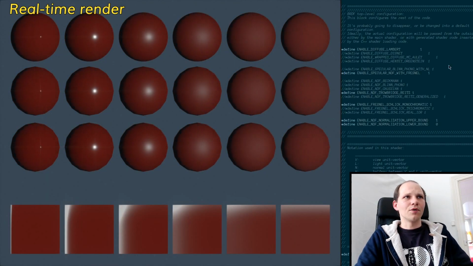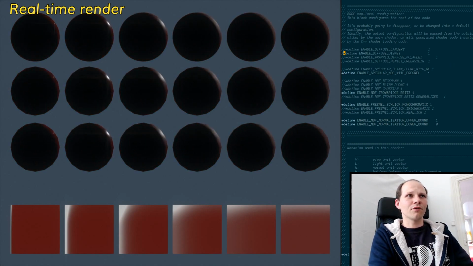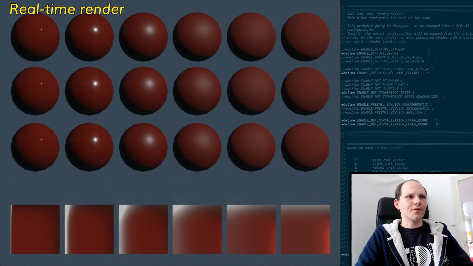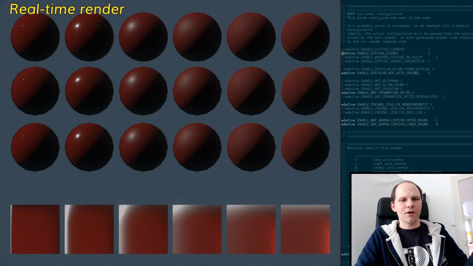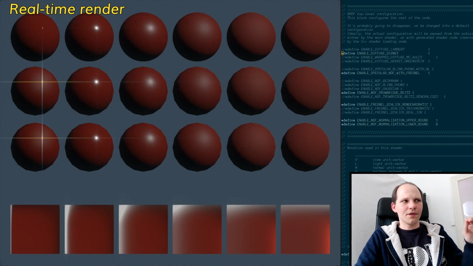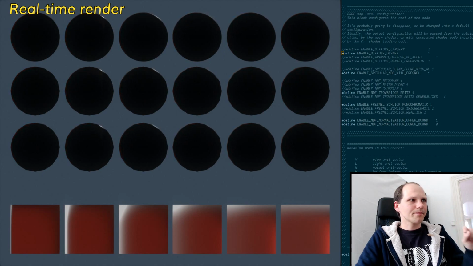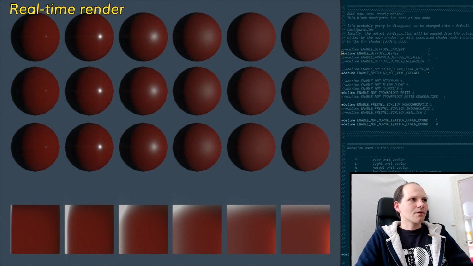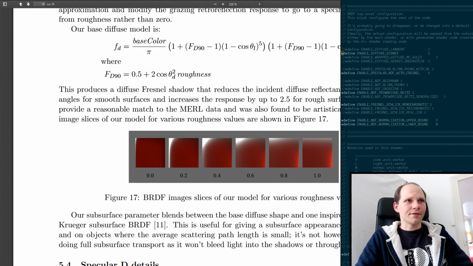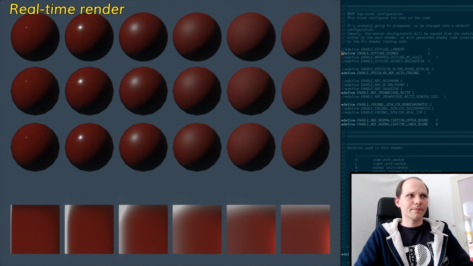And if we enable the Disney diffuse, so we replace the Lambert over here with the Disney diffuse, we get this. So on the left we have this darkening, and on the right we have this red spike, which you can see over here. So how is this done and why?